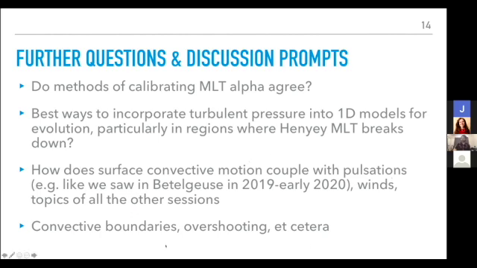How does surface convection and the surface convective motion couple with things like pulsations, like we saw in Betelgeuse, winds, all of the different things? And then I didn't even touch convective boundaries or overshooting in this talk, but there's a lot of work done there and a lot of interesting things to think about there. And the interplay between all of it is important.